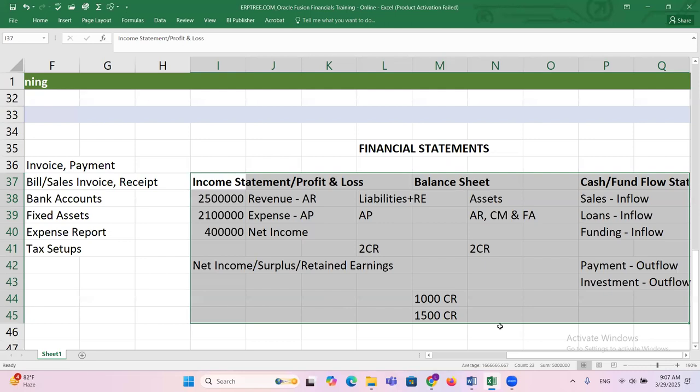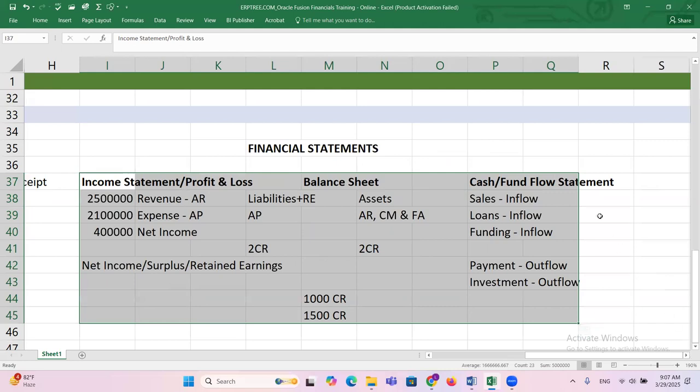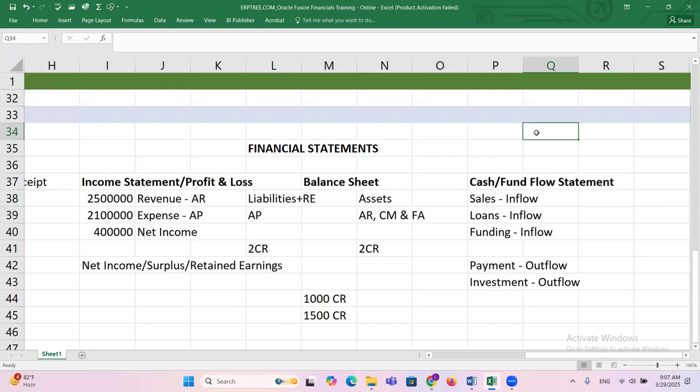Ultimately, what they need is to be in a position to prepare the income statement, or call it the profit and loss statement. They want to prepare the balance sheet. They want to prepare the cash or fund flow statement. So there is another statement also. That is not considered a financial statement, which we call the TB, trial balance.